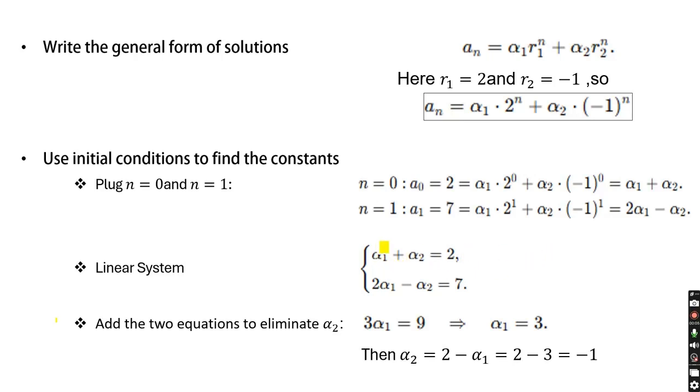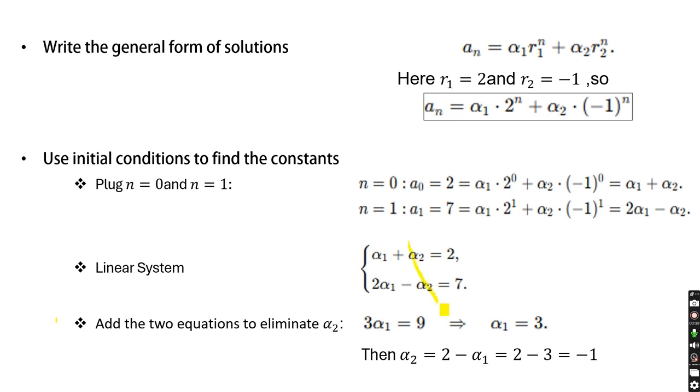Then after that, we will create the linear system, which is a1 plus a2 is equals to 2, which is our a0, and then 2a1 minus a2 is equals to 7, which is our a1. So we will add the two equations to eliminate a2, because as we have seen, they have different signs.